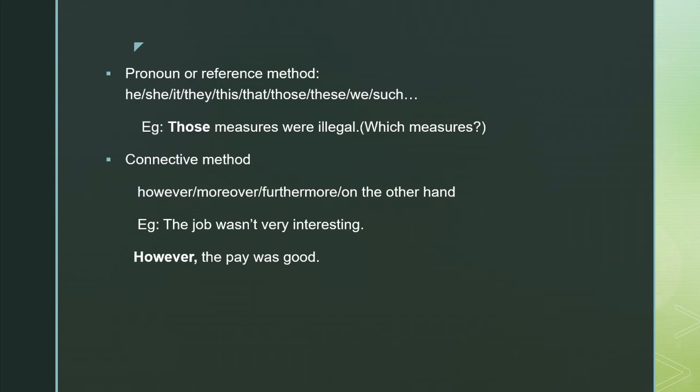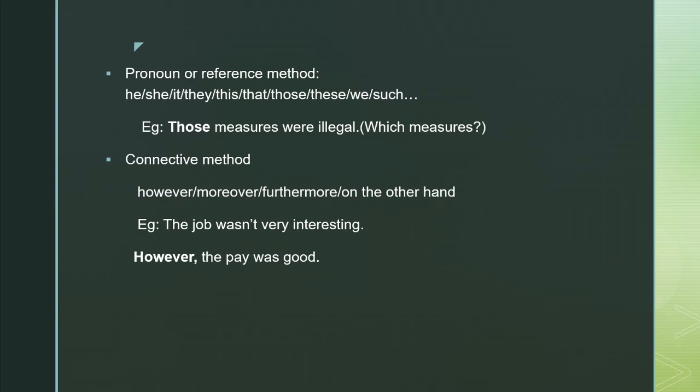So if you see any pronoun, then you can definitely make sure that there is a sentence before that sentence which identifies the name of the person it's referring to, or the group of people, or the object that is being referred to.